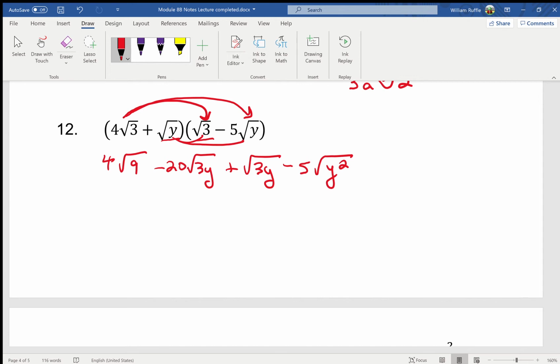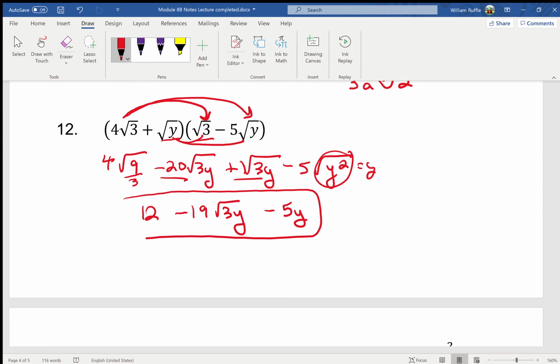So let's start simplifying here. Square root of 9 is equal to 3, so 4 times 3 is 12. -20 plus 1, remember there's a 1 there, so it's -19 square root of 3y. The square root of y squared is equal to y, so this is -5y. And so that would be my answer. So really, we're foiling it out, and we're doing a lot of stuff from the past.